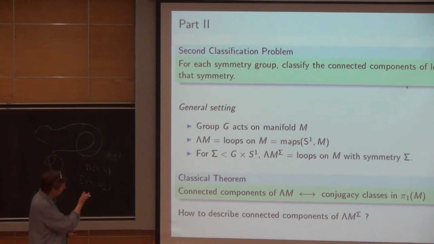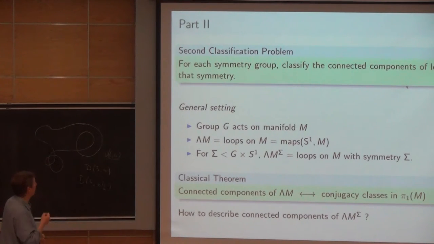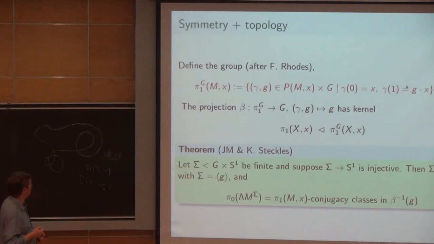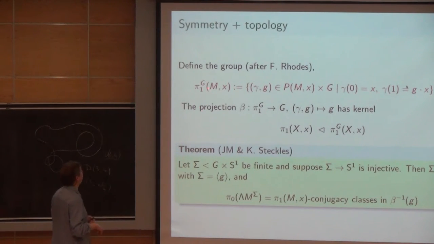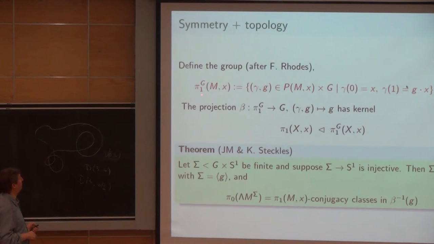So with sigma, how does this change? There's a group that was defined in the 1960s by Frank Rhodes. He wasn't thinking about this problem at all, he was doing something else. So I called it G. Sometimes it's called the equivariant fundamental group, at least if G is finite. Pi 1 G of M based at X. So it's very similar to these gamma of curves, and G is in the group. So if G is the identity, this will just be the ordinary fundamental group.